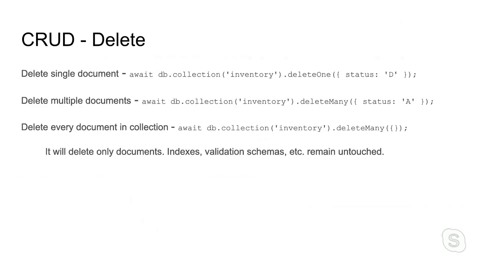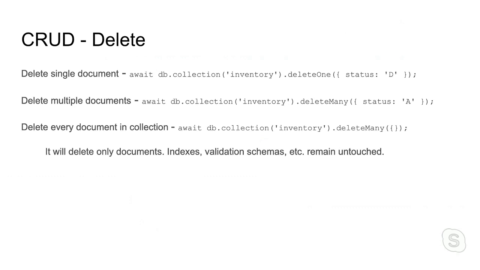The last one is delete. Again, everything is almost the same. So delete one and delete many, you're just inserting one property, in this case for the search query, which will match the documents, and they will be deleted. Delete one will again delete only the first one which it finds, and delete many will delete all of them. If you want to delete every document in your collection, you can just pass the empty object.